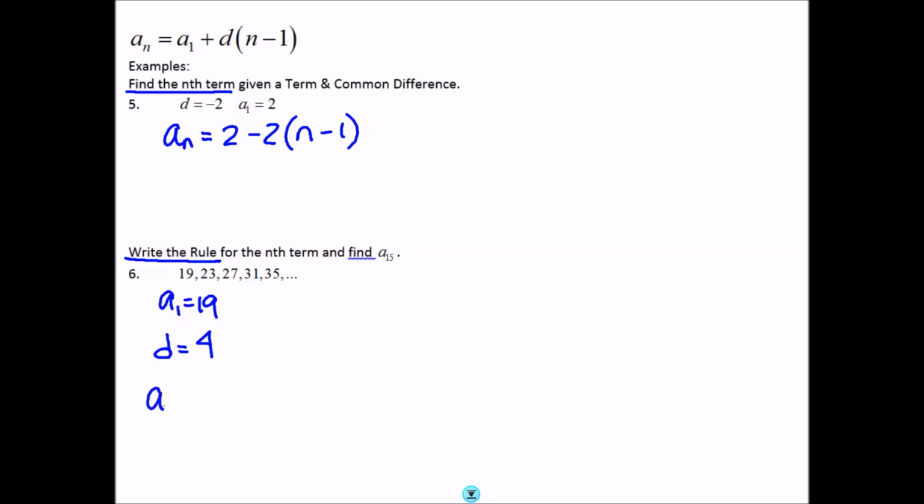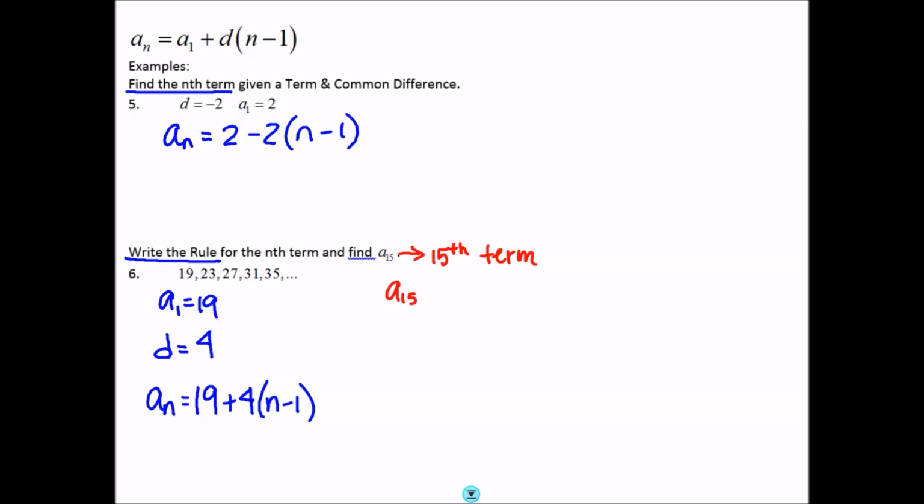So if we write out our equation for the nth term, we have a sub n equals a sub 1 plus d times n minus 1. So that is the rule for the nth term. Then it also asks us to find a sub 15. So this means we are looking for the 15th term. We could do this by just continuing to add 4 until we have a list of 15 terms in our sequence, or we could use the formula.